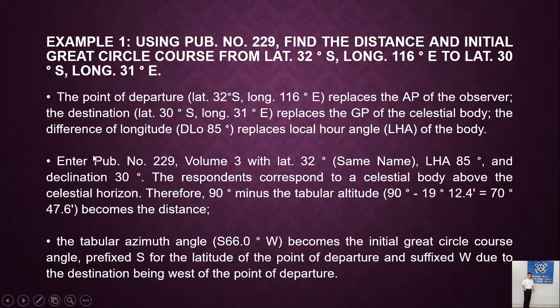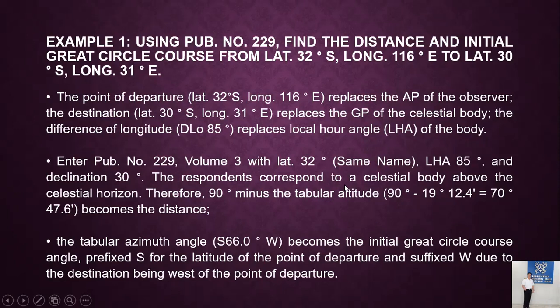Okay. Now, after that, what will you do? You have to enter or look for the publication 229. Now, determine which volume you use. It will differ on which latitude you are. Okay? So, for this one, it is above 30. We will use volume 3. So, with that volume 3, with latitude 32 same name, LHA 85, or D-long 85, declination is 30.